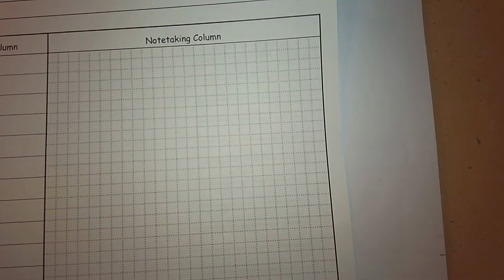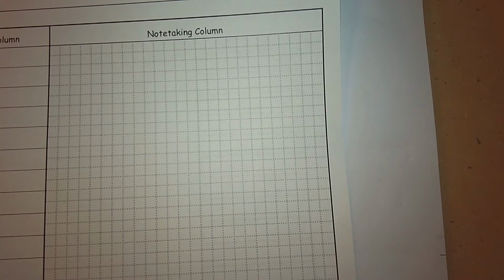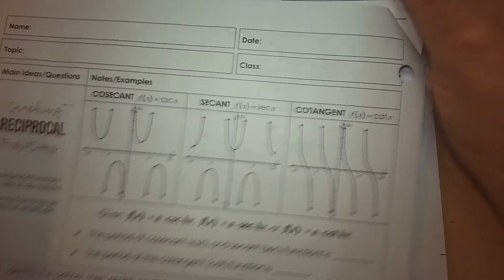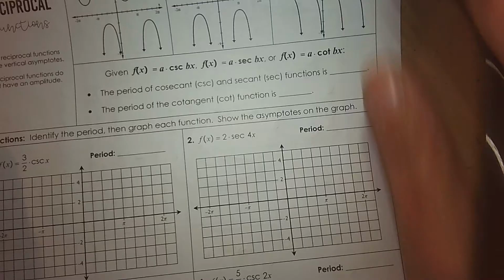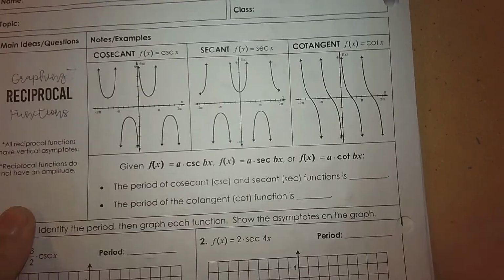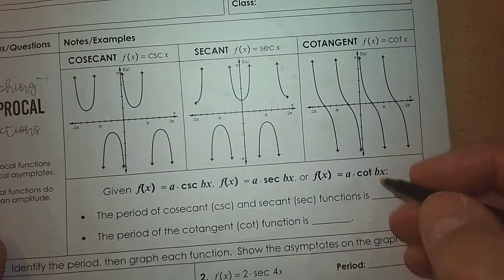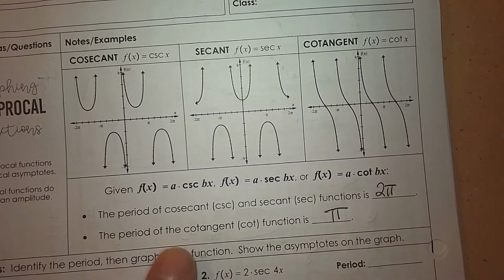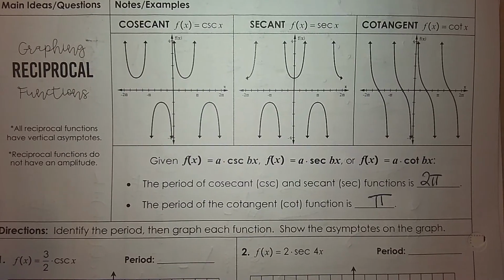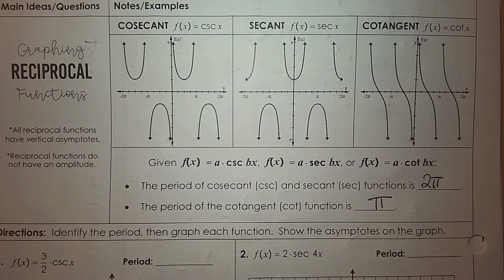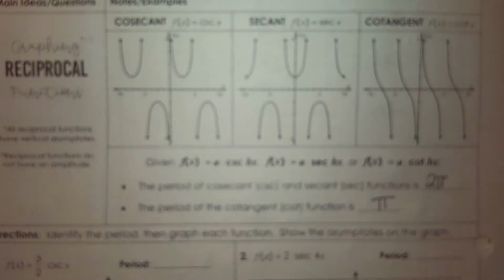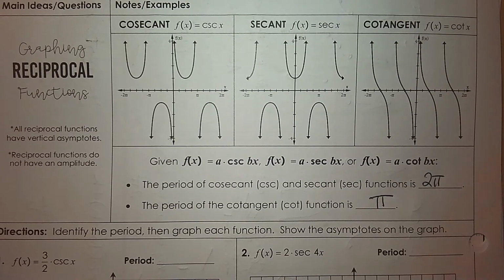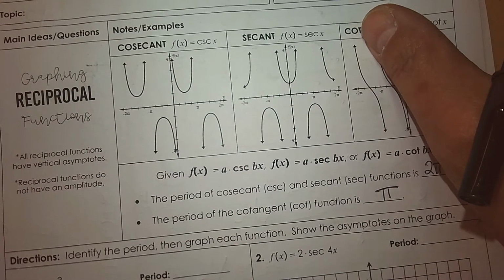Here we go. Let's just start here. What's the period of cosecant and secant? And the answer is 2 pi. What's the period of cotangent? And the answer is pi. You can see the pictures above if you need a reminder of what it looks like and where it starts with. So, let's start with number 1, and let's graph it together.